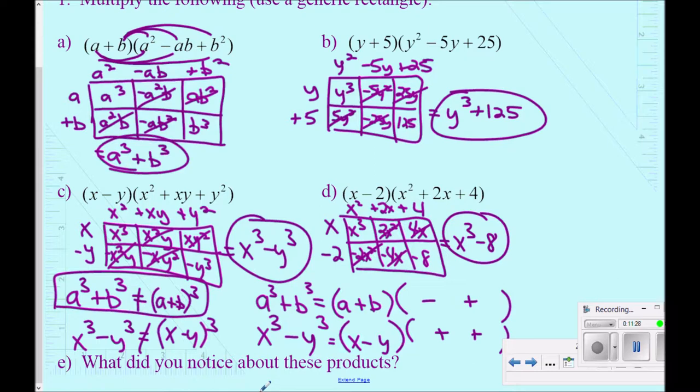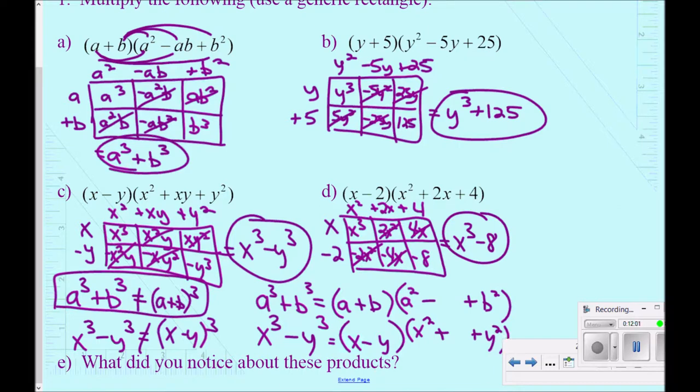The next pattern we noticed was that to get the first term of the trinomial, you take the first term of the binomial and square it. So a squared, and here x squared. Similarly, to get the last term of the trinomial, we take the second term of the binomial and square it. So b squared, and y squared.